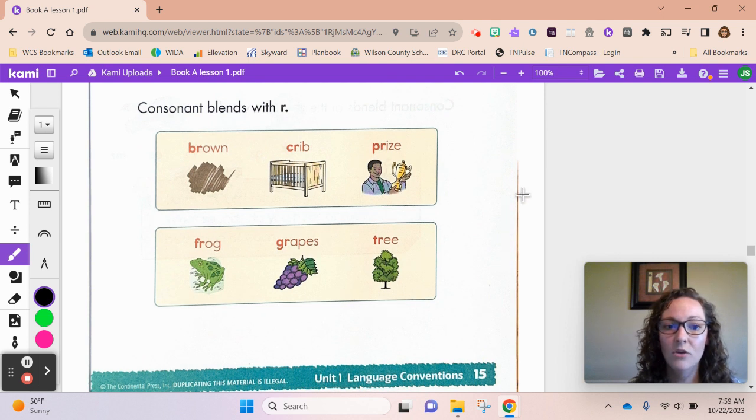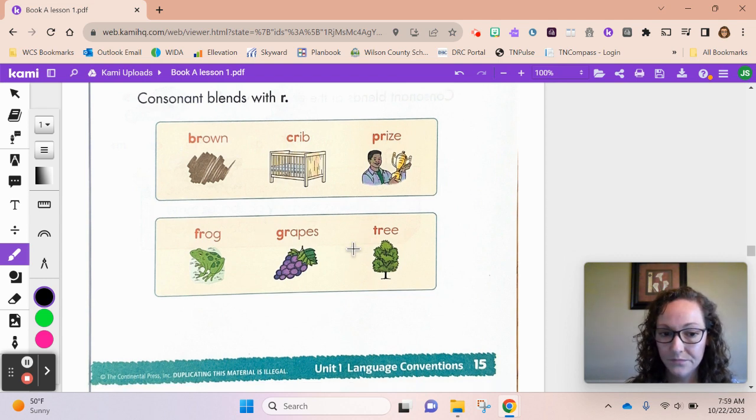Because now we have consonant blends with R, such as BR, br, brown, CR, crib, PR, prize, FR, frog, GR, grapes, TR, tree.